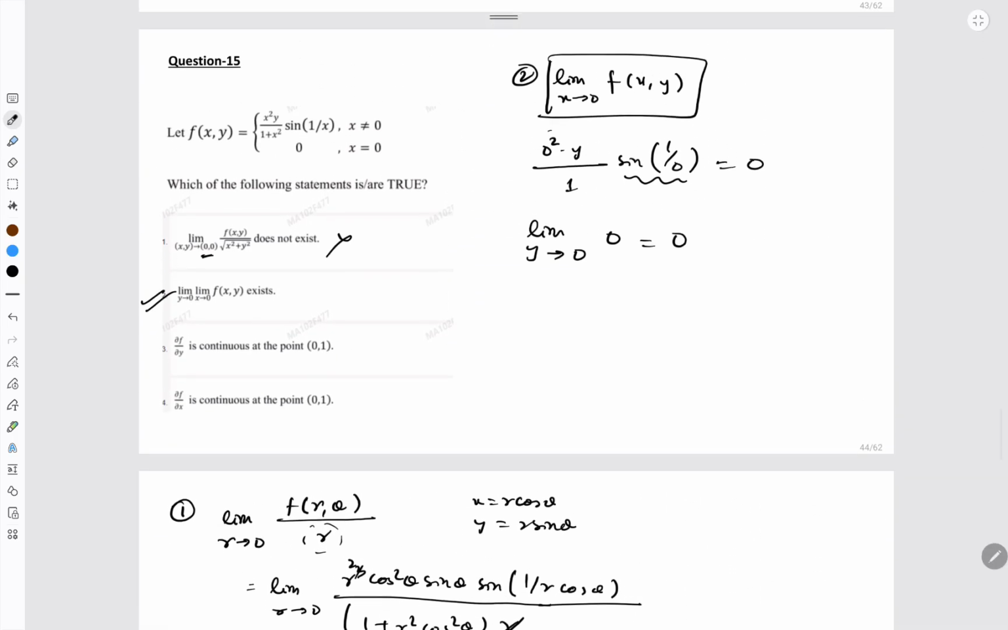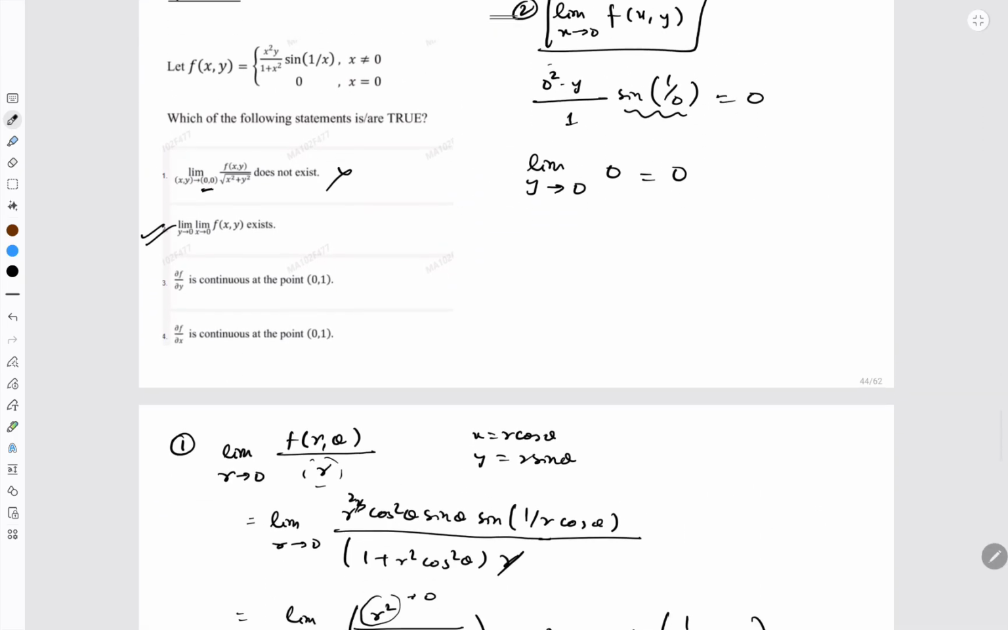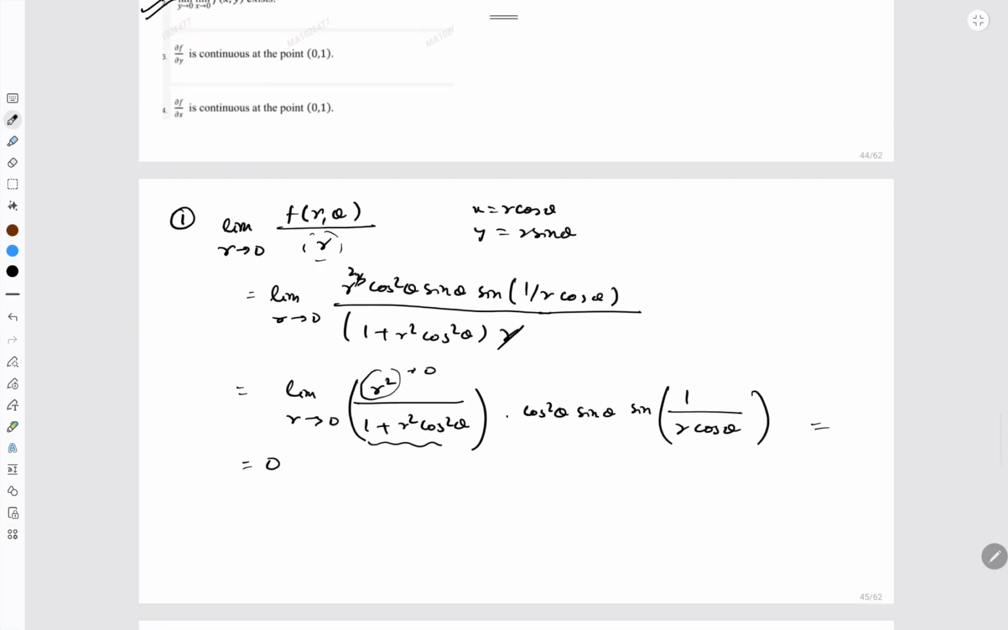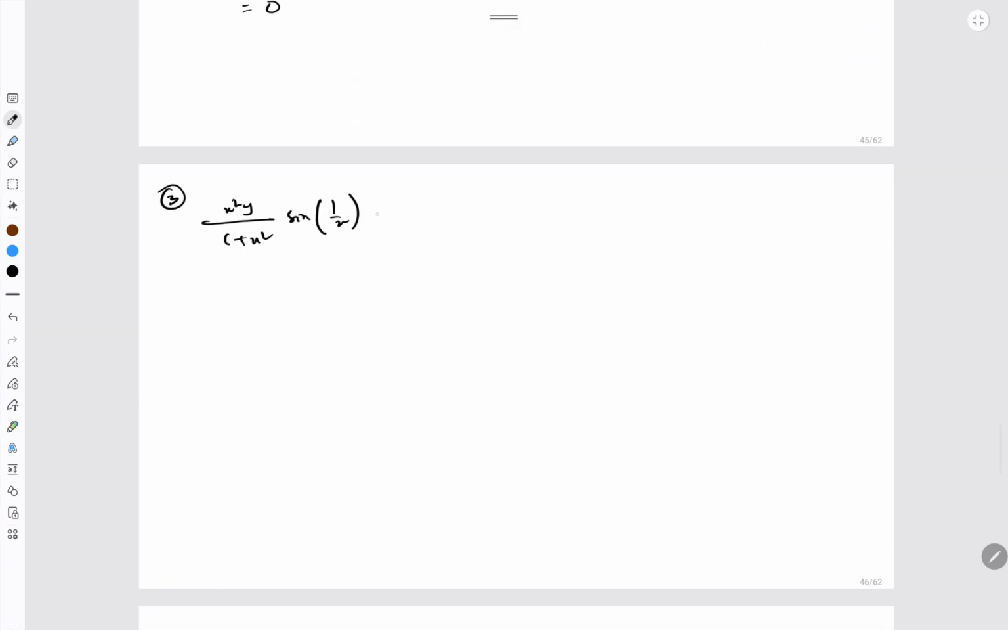I have to check for every option, MSQ question, right? So, x square y by 1 plus x square, sine 1 by x, and df upon dy, let us do that. So it is equal to f of x. So df upon dy, let us find out the derivative, partial derivative.